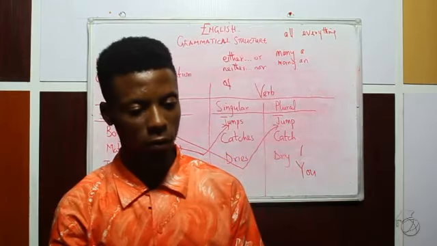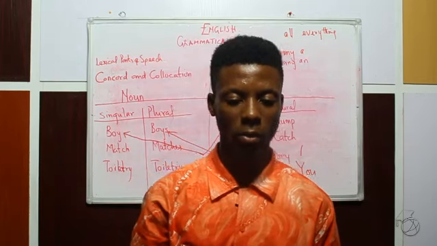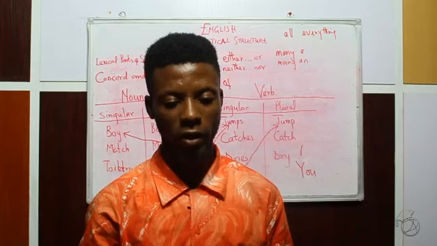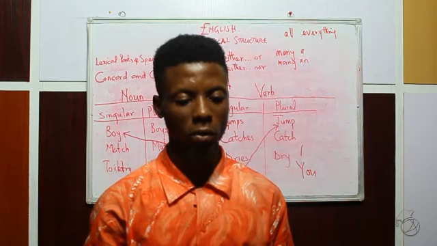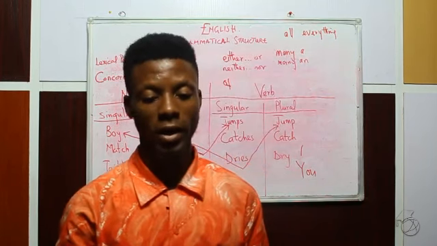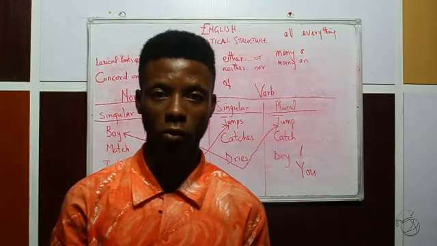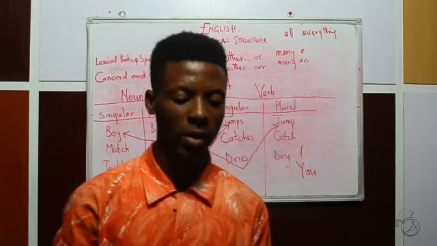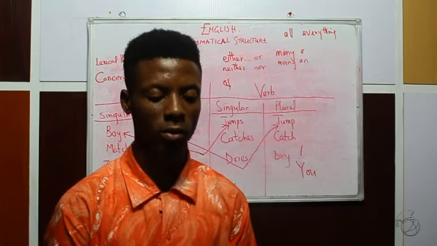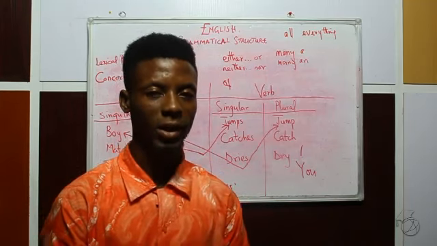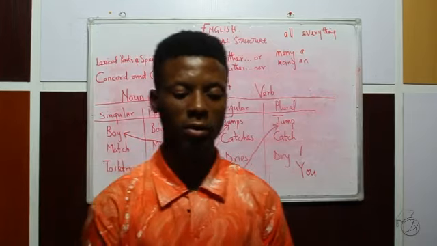Further, in the use of Concord and collocation, when a singular number or noun follows every or each, as is always the case, a singular verb is used. Example: every man wants to be the boss, not every man want to be the boss. Each barrel costs 10 naira, not each barrel cost 10 naira. It is wrong.